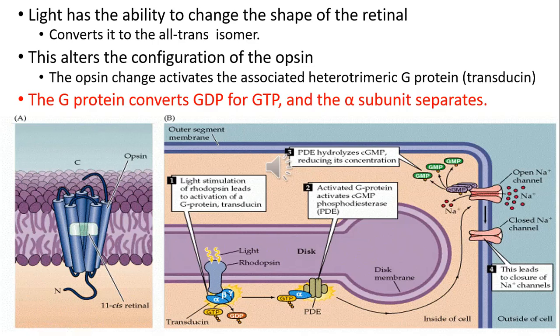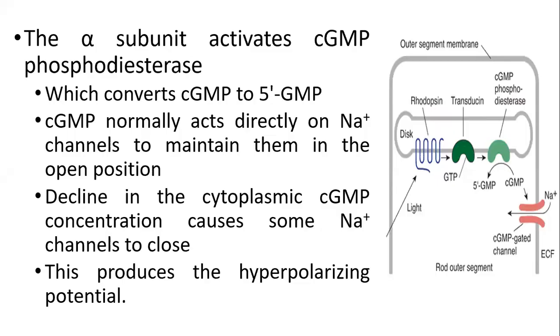Once that happens, as you can see, the closed channels lead to closure of sodium channels as GMP is being taken away from the open channels. Then information can be passed on to the bipolar cells by stimulating them. So this is basically what happens there. I hope that was easy. This is just another version of the same story happening.